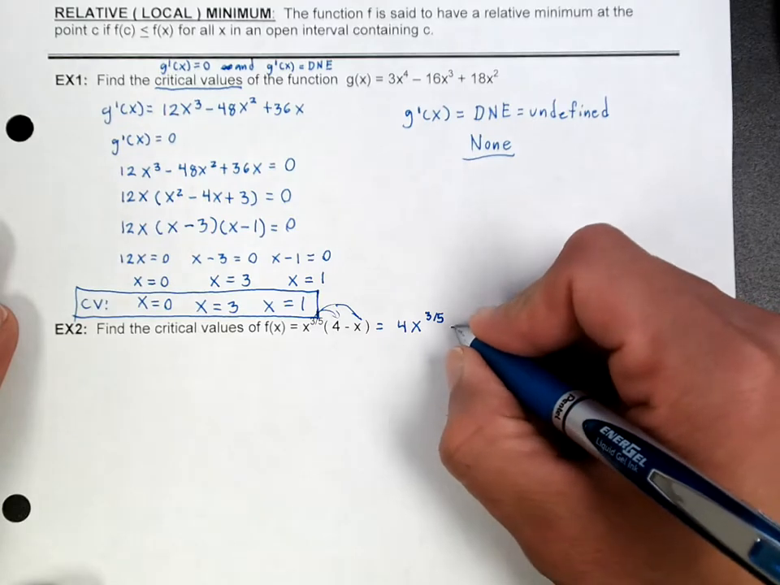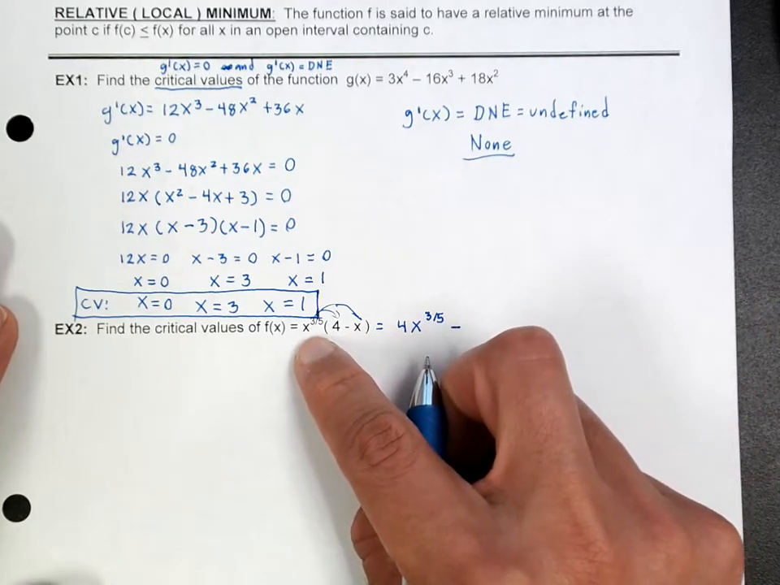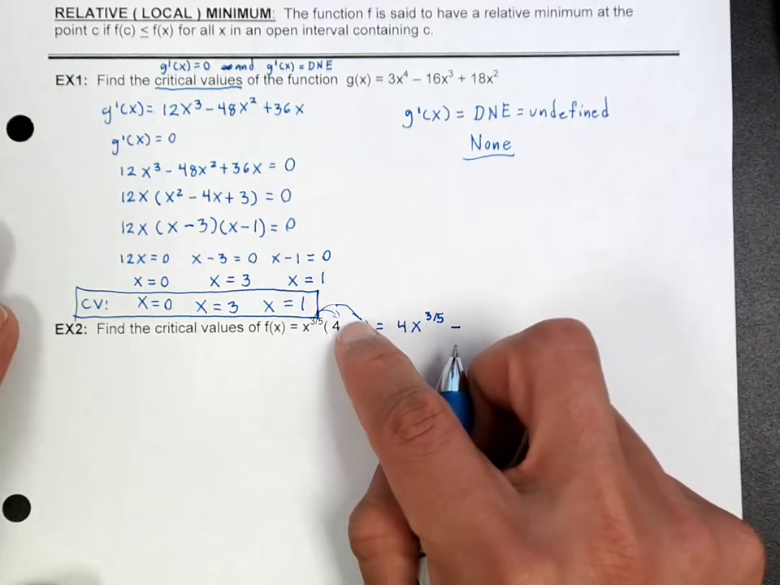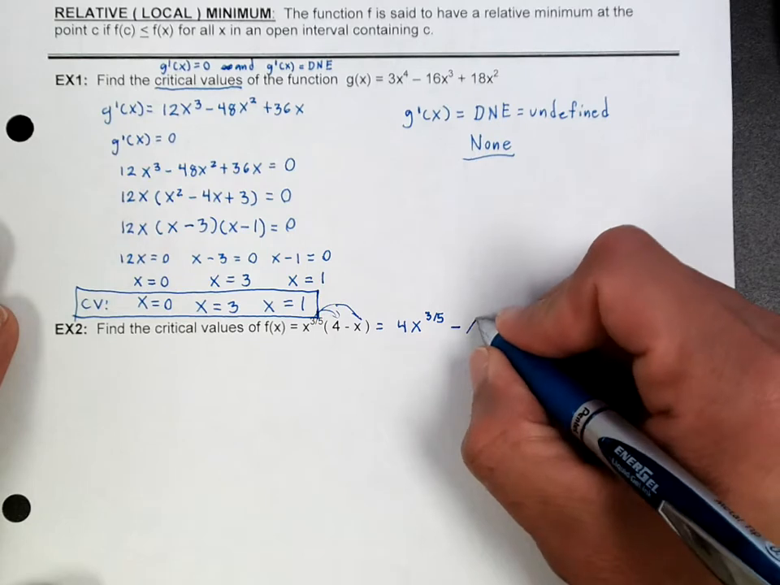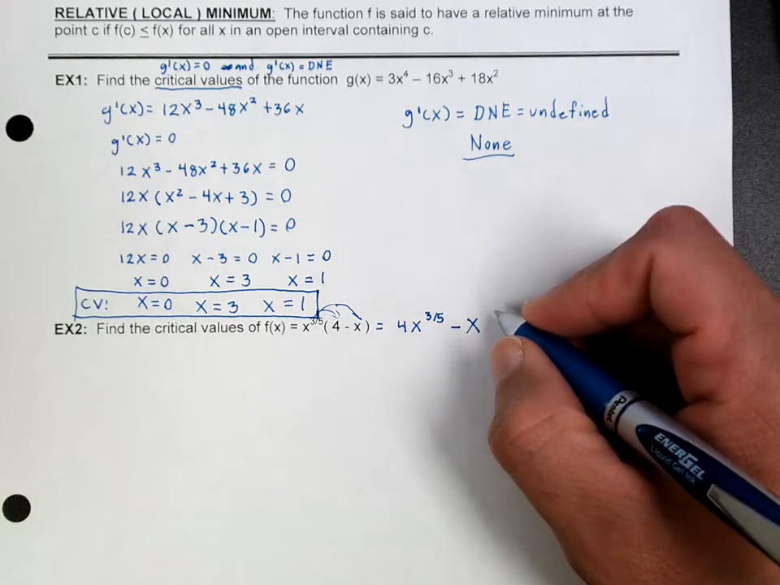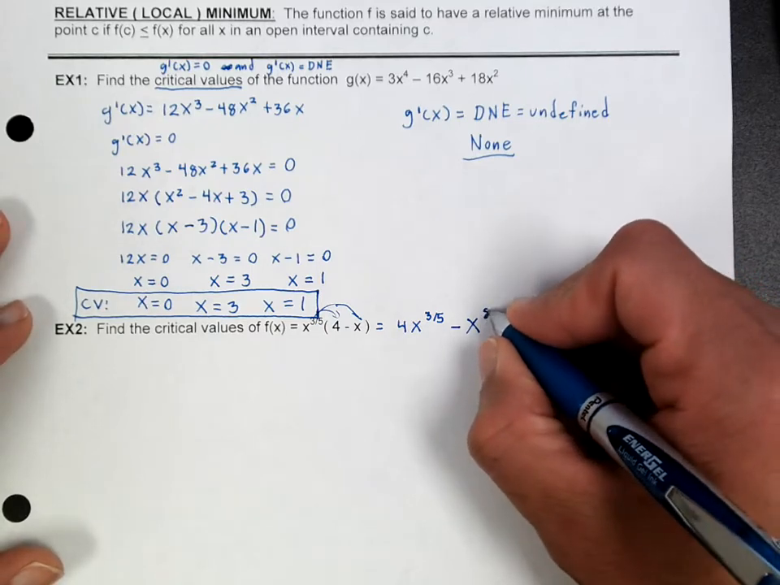Okay, and this is going to be minus. Now x times x to the 3/5. Remember, we're going to add the exponents. Alright, so if I add 1 plus 3/5, well, that would be the same thing as 3/5 plus 5 over 5. That is going to give me 8 over 5.